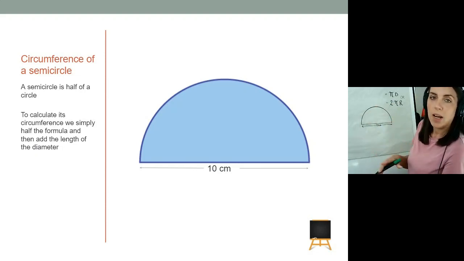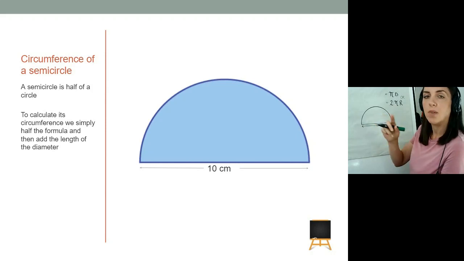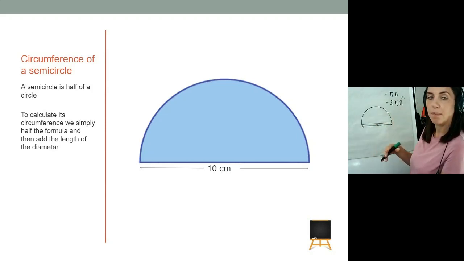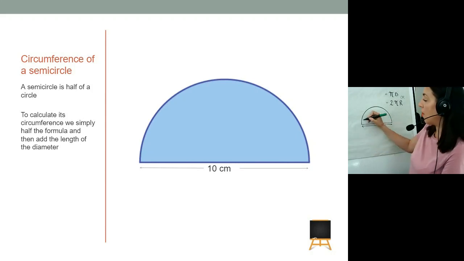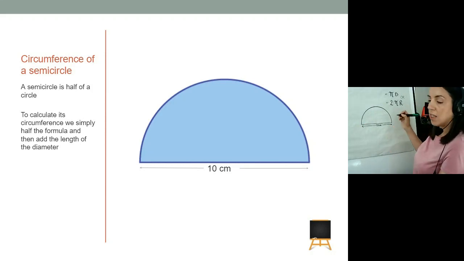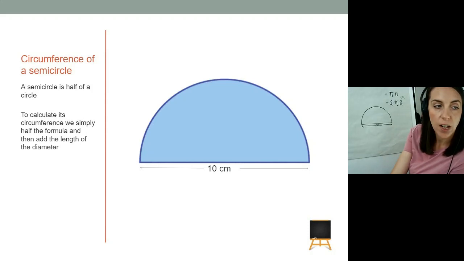So we would do that by calculating the circumference of the full circle. So we're using 2 pi r or pi d. We then half that amount to figure out this part, and then we add this bit at the end. So I'll calculate it for you and with you. If anyone wants to have a go, obviously, as you're going along, feel free.